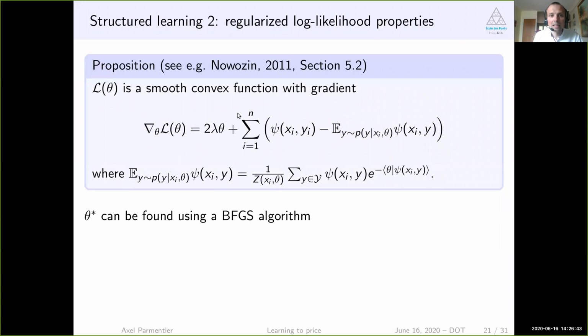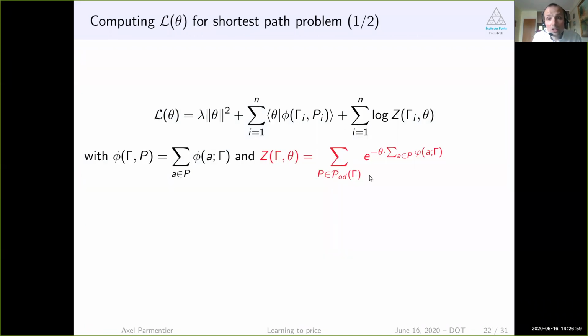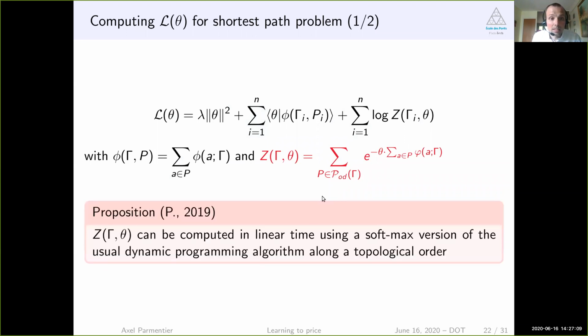The only difficulty there is that we have to compute L of theta and the gradient of L. And in L of theta, as it's an expectation, there intervenes something complicated, that is a sum over all the paths. So computing the objective and the gradients looks very complicated. But in practice, what we observed is that we could compute it in linear time using a variant of the usual dynamic programming algorithm.